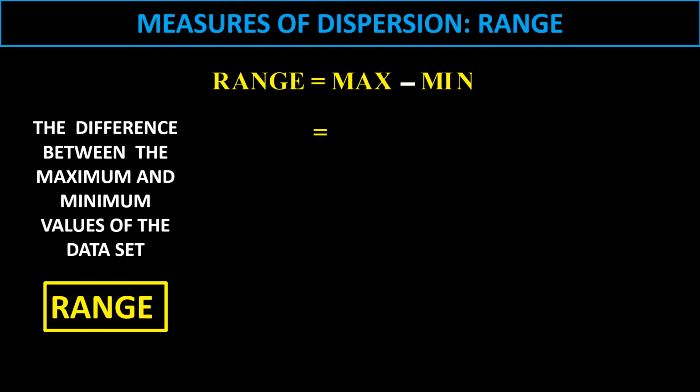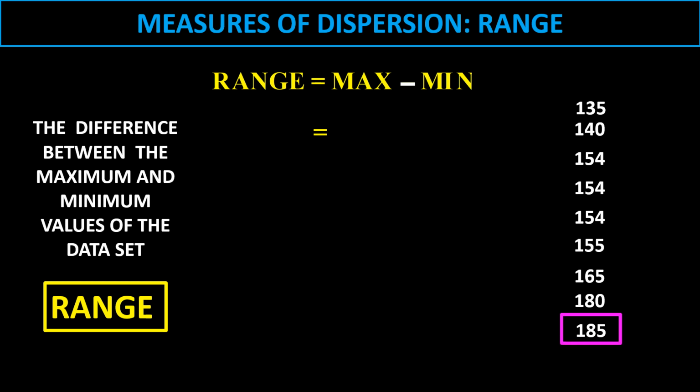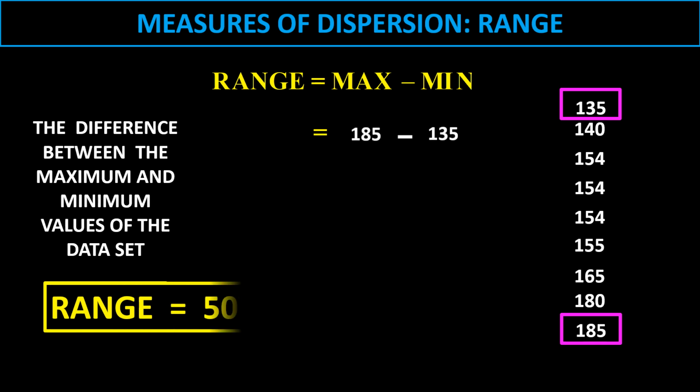Let's take the same data set that we had earlier. So we need to identify the maximum. There's the maximum, and we need to identify the minimum, 135. And then what do we have to do? Just subtract them. So I take the 185. There's the 185, and I just subtract 135 from it. That's quite easy. You don't need a calculator, and that gives you the value 50. So it's just the maximum minus the minimum.